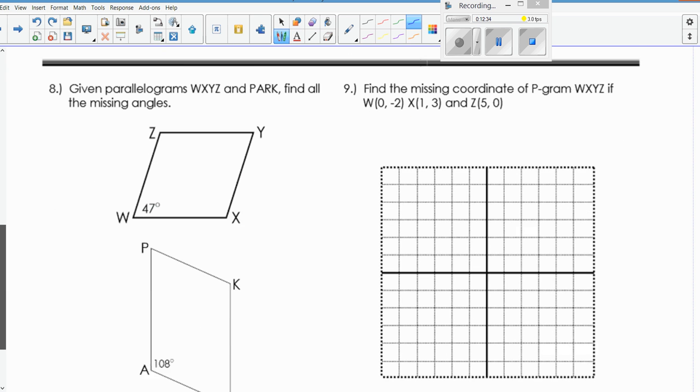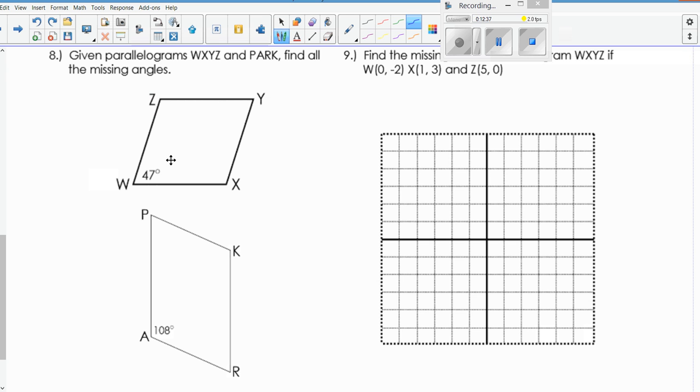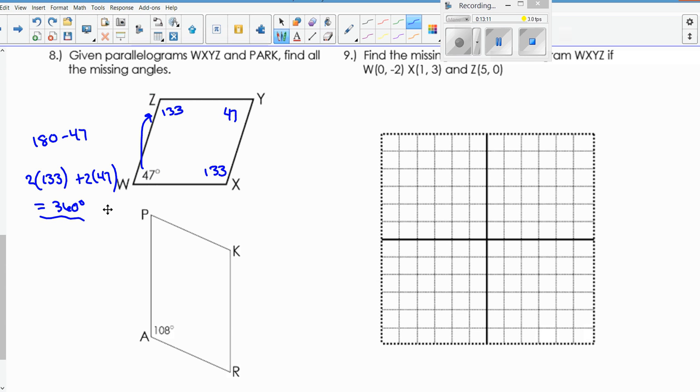Alright. Given these two parallelograms, find all missing angles. So I know that opposite angles are congruent, so this angle would have to be 47. I know that these two angles are supplementary, so 180 minus 47 gives me 133, and opposite angles are congruent. If I added all of those up, so if I said 2 times 133, because there's two of them, plus 2 times 47, I would get 360 degrees, because quadrilaterals have four angles that sum to be 360. Okay?